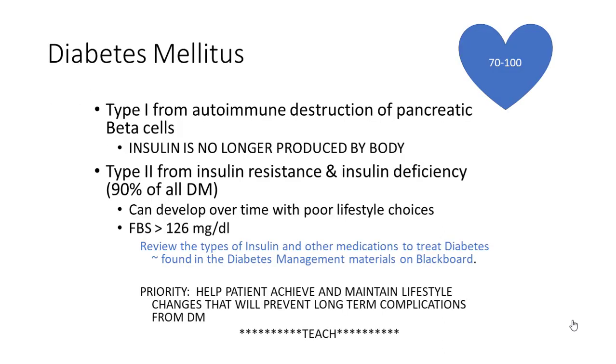All right, moving on. Diabetes mellitus. There are two types. There's type 1 and there's type 2. Type 1 is basically an autoimmune disorder.